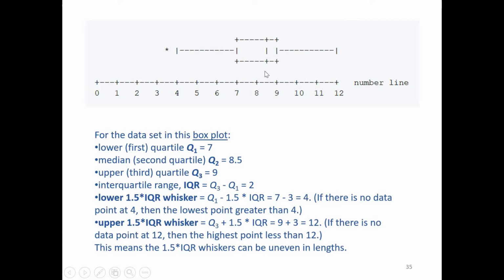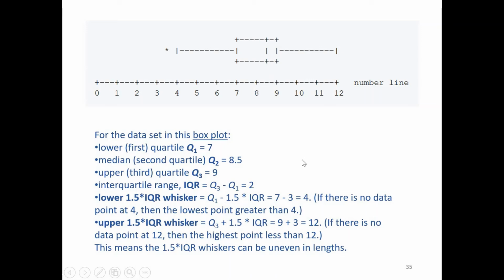What is an interquartile range? Interquartile range is the range between your quartile 3 and quartile 1. So basically Q3 minus Q1 will be your interquartile range. So if you see, your first quartile Q1 is at 7, second quartile is 8.5, third quartile is 9, and interquartile range is Q3 minus Q1, which is 2.